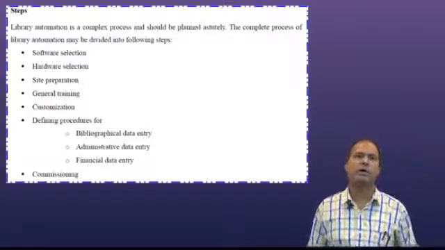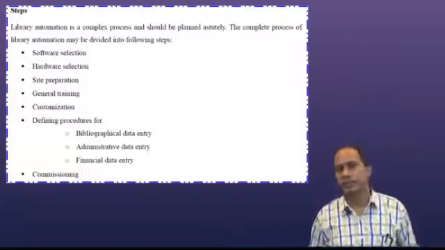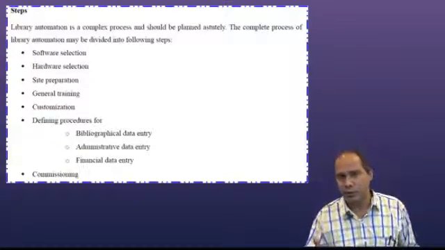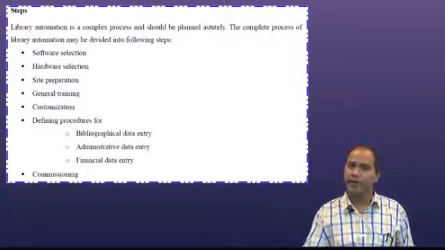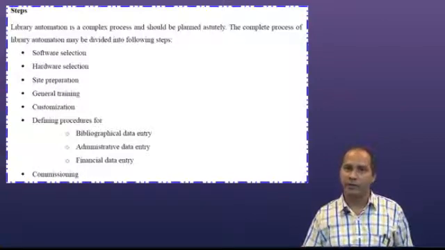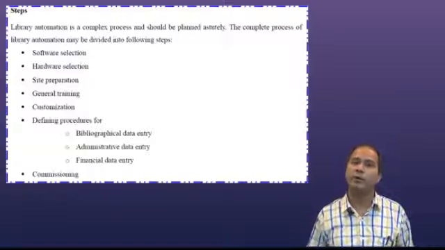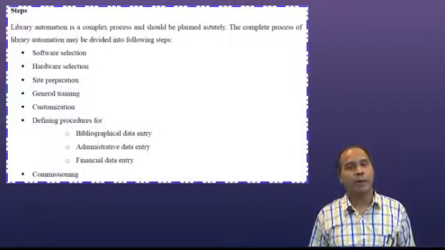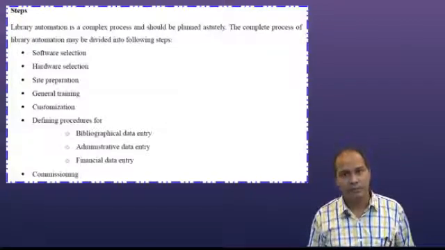Step 1 is software selection. Step 2 is hardware selection. So first you select your software on the basis of the criteria we already framed. Then each software requires a different set of hardware. So depending on the selected software requirement, you need to select your hardware. Then after acquiring or selecting hardware, you need to go for site preparation.